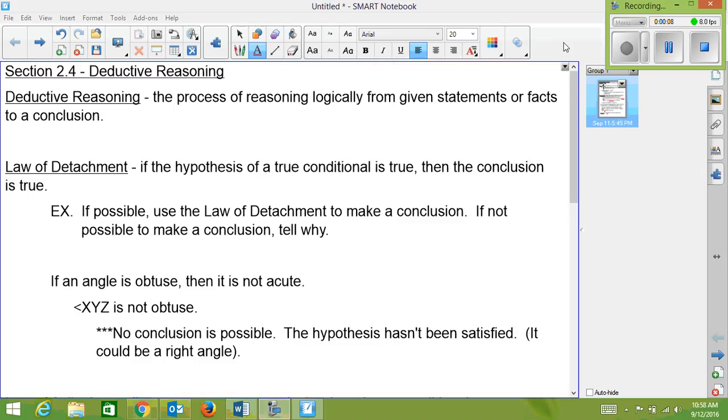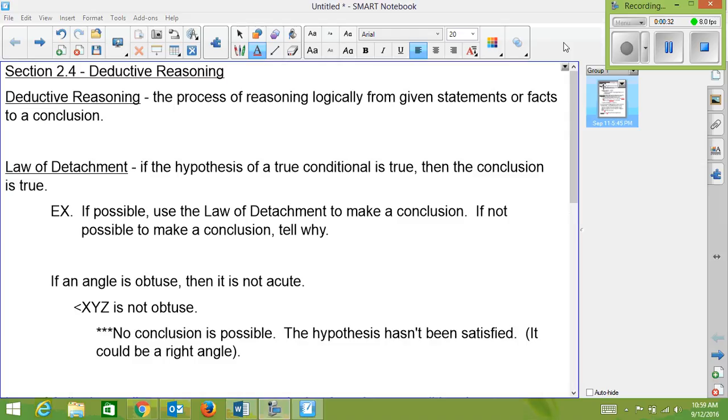And deductive reasoning is just the process of reasoning logically from given statements or facts to a conclusion. So you look at the information you've been given and you come up with your conclusion based on those facts. This is something that we do every day, not just in math. And so we have a couple of laws that we're going to use. The first one is the law of detachment.